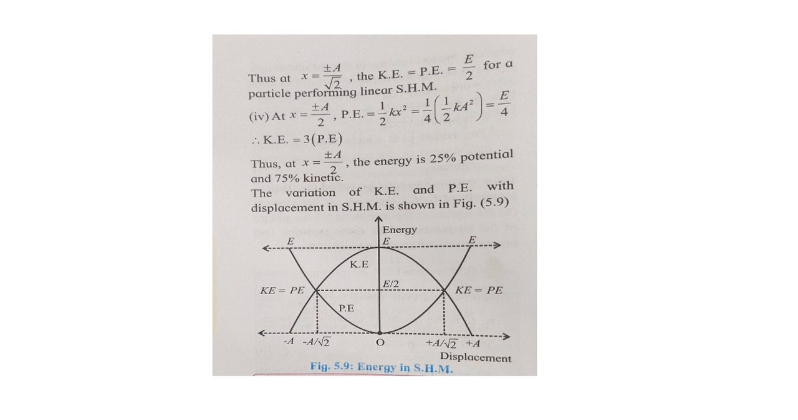The variation of kinetic energy and potential energy with displacement in simple harmonic motion is shown in the figure. This is the variation of kinetic energy and potential energy in simple harmonic motion.